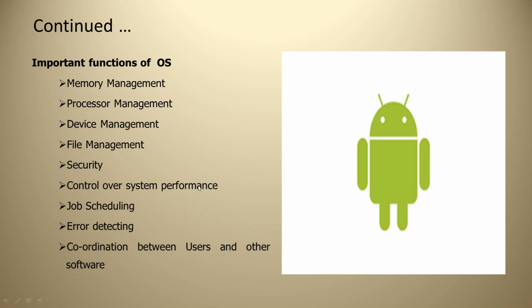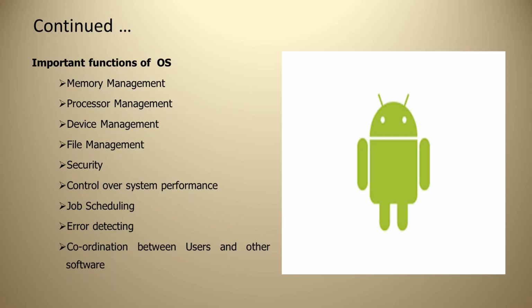Control over system performance. If system performance is bad and it is very slow, then we can check where the problem is. That is also the responsibility of the operating system. Job scheduling: we have some program and we want to run that program. Running and executing that program is also the responsibility of the operating system. Error detecting: somewhere some problem is there, an error should appear, otherwise we cannot understand. The operating system is doing that.